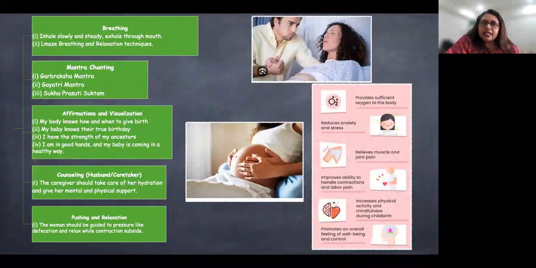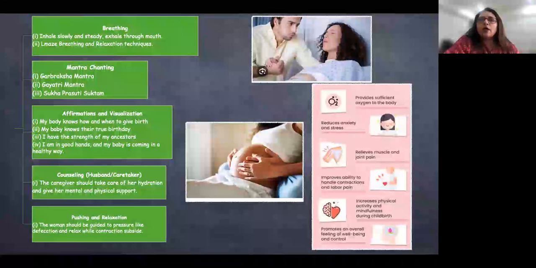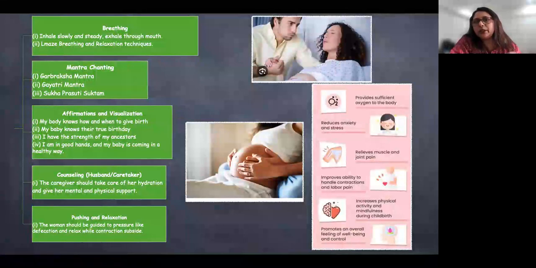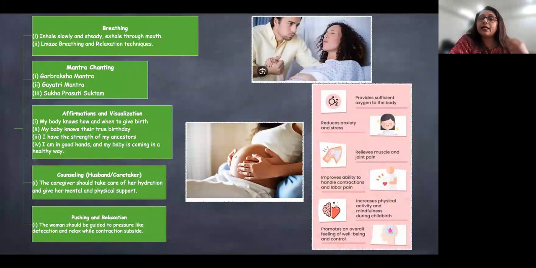The other important aspect of yoga during childbirth, number one, is breathing. Slow and steady breathing, with inhalation through the nose and exhalation through the mouth, or even the Lamaze technique, will be taught to the patient or the lady, while paying attention to the contractions. This helps to channelize her energy for labor pains.